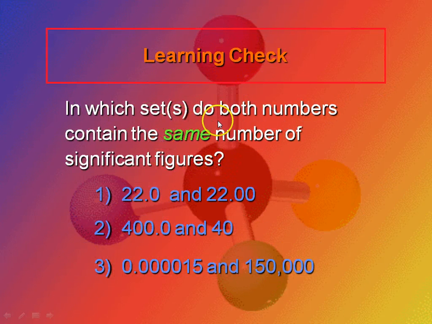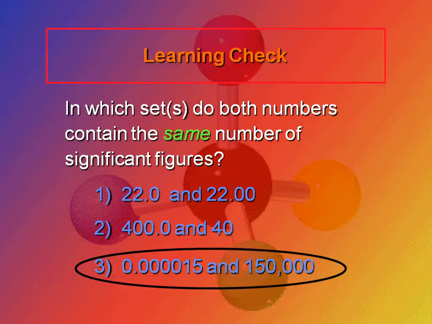It says, in which sets do both numbers contain the same number of significant figures? So on this one, all of these are not significant, so we just have 2, and all of these are not significant, so we just have 2. This one has a decimal, which makes all of the zeros in here significant. And we also have decimals in this one with our right side zeros, which makes them significant as well.